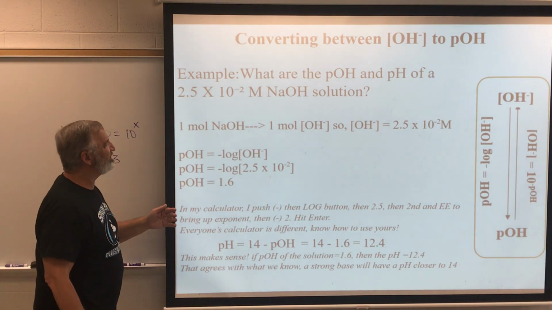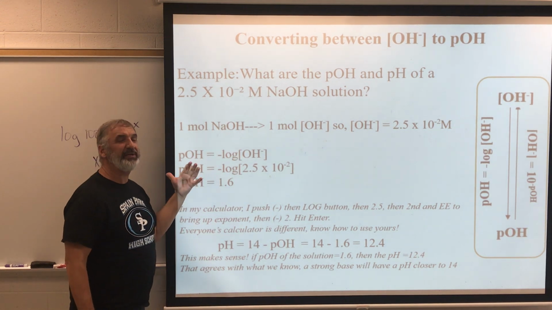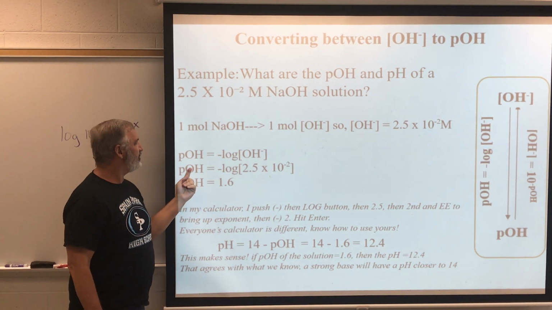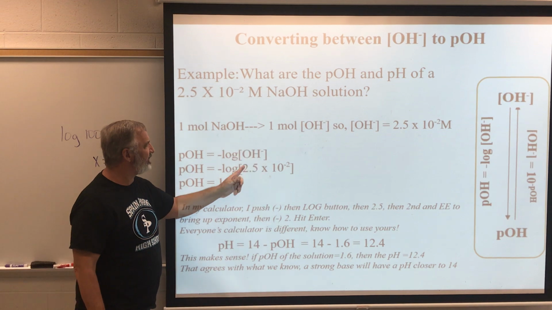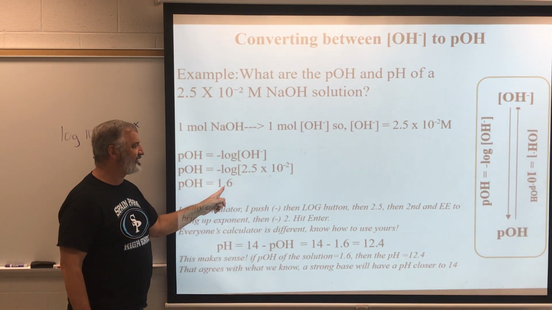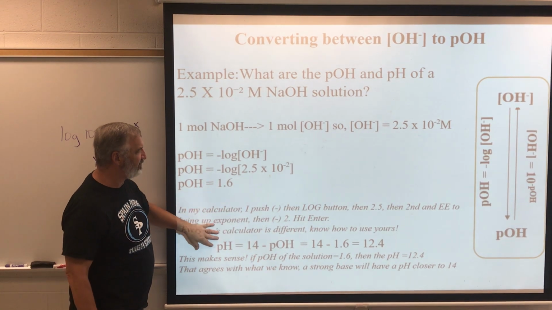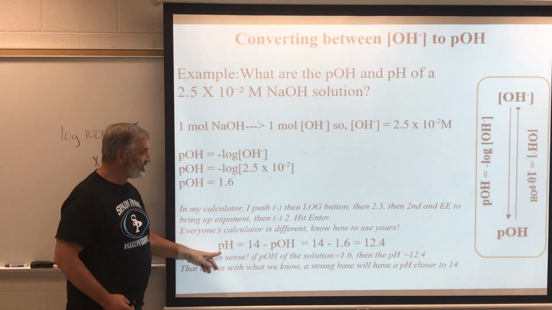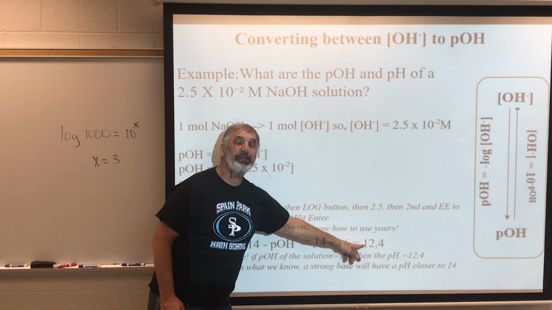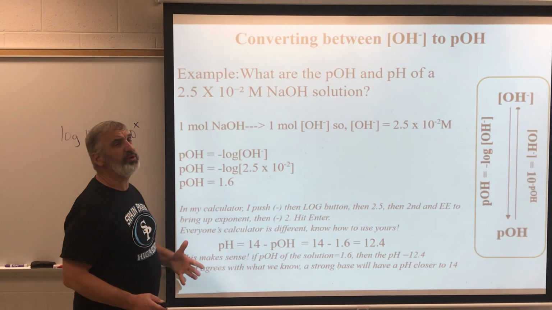But with a base, it's the negative log of OH, so you have to find the pOH first. You just find the pOH and plug it into our equation. The pOH is 1.6, and this is how you plug it in on a calculator. But to get the pH, you just have to subtract from 14. So the pH is 12.4. That's the one we care about.